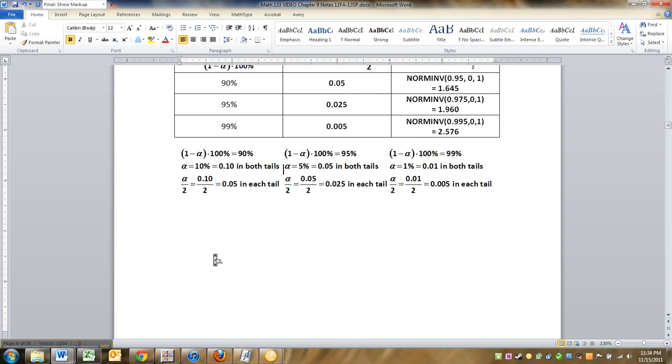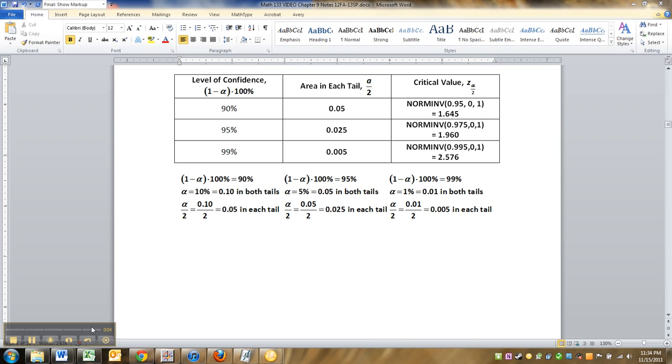All right, so here's the rest of that table all filled out. Now, notice what I'm saying here. So for example, look at this one. If you've got 95% in the middle, that means that there's 5% in the tails because they're complements of each other, right? And then you cut the tails in half, and that gives you 0.025 in each tail, and that's what you can use with norm inverse in order to find 1.96.